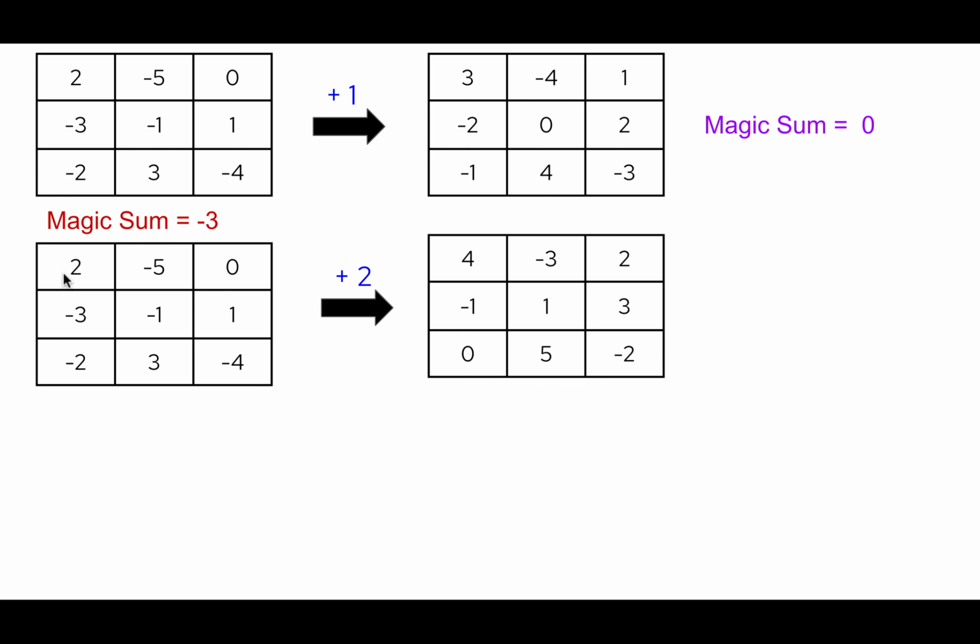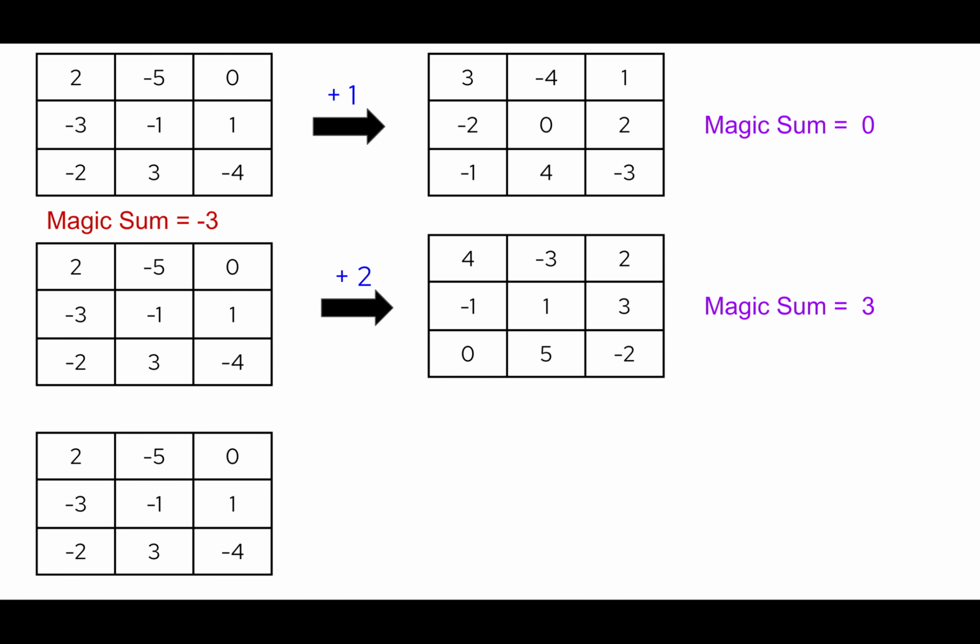So there I am adding my 2. So 2 plus 2 is 4. -5 plus 2 is -3. And again, let's find the magic sum. So the magic sum for this would be 2 and -2, which I know is 0. So my magic sum now is 3.